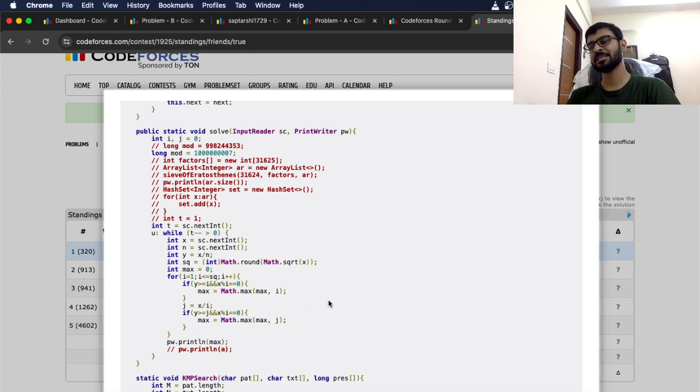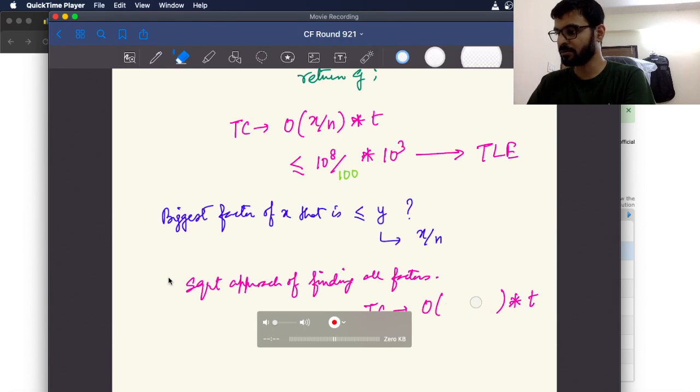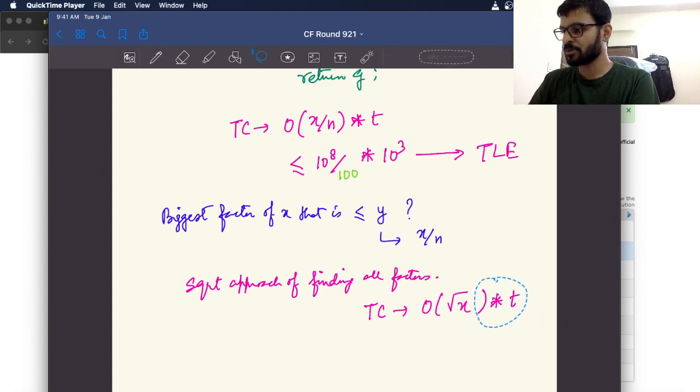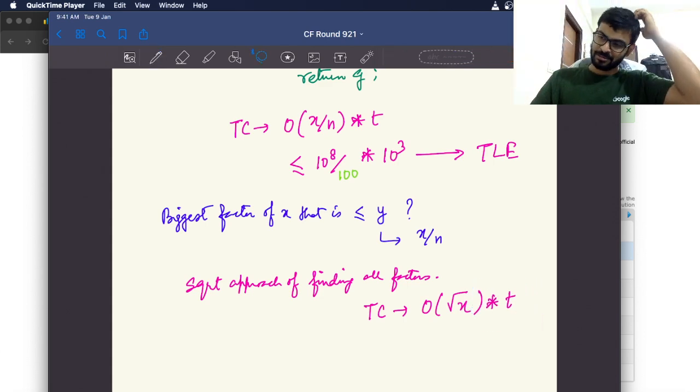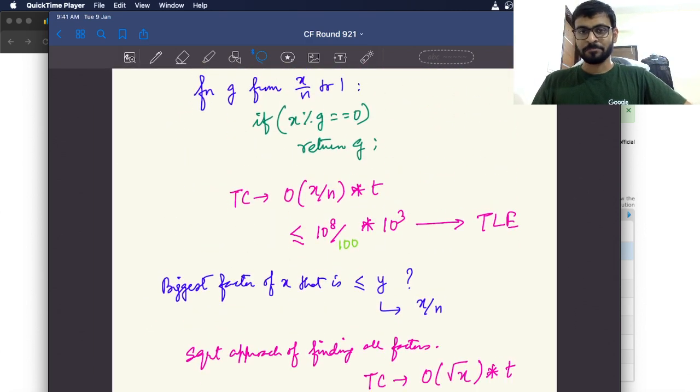So it's basically the biggest factor of x that is less than or equal to x by n. The complexity will be root x into t. Since we are finding the factors of x, it will be root x into t, which is fine, as I mentioned. 10 to the power 4 into 10 to the power 3 is 10 to the power 7, totally fine. Okay, that's where we are in problem B.